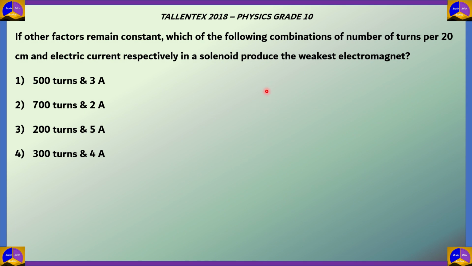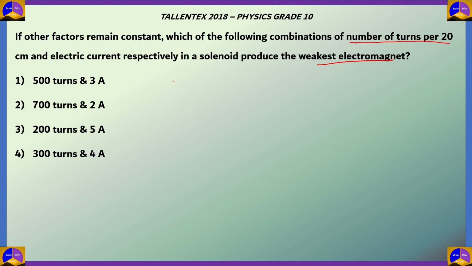Now let's start off with our first question. This one is from physics. If other factors remain constant, which of the following combinations of number of turns per 20 centimeter and electric current respectively in a solenoid produce the weakest electromagnet? Is it 500 turns and 3 amperes, 700 turns and 2 amperes, 200 turns and 5 amperes, 300 turns and 4 amperes? So here the idea of the question is to give you the length of the solenoid, and we need to find out which combination of turns and current produce the weakest electromagnet.